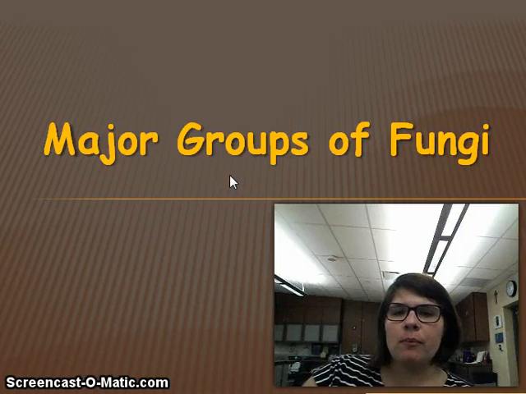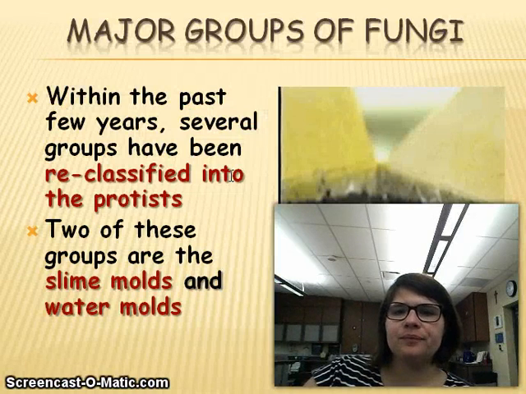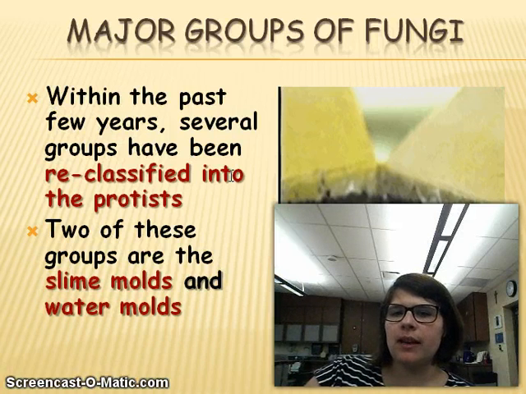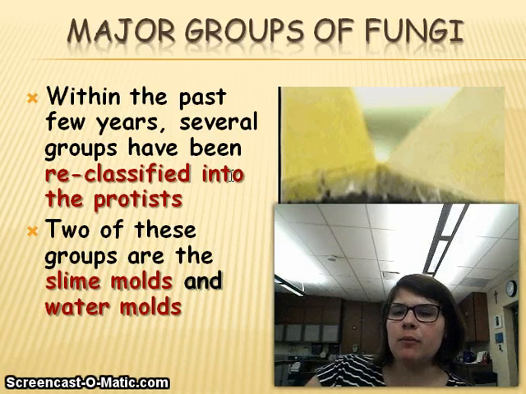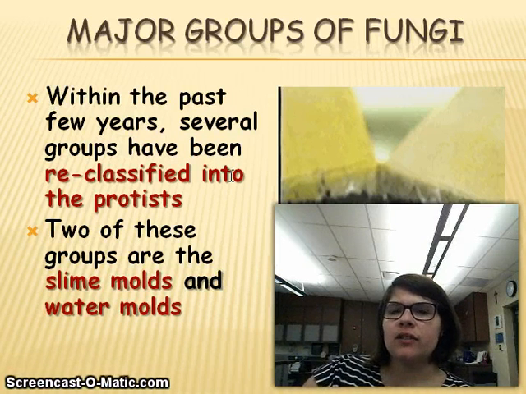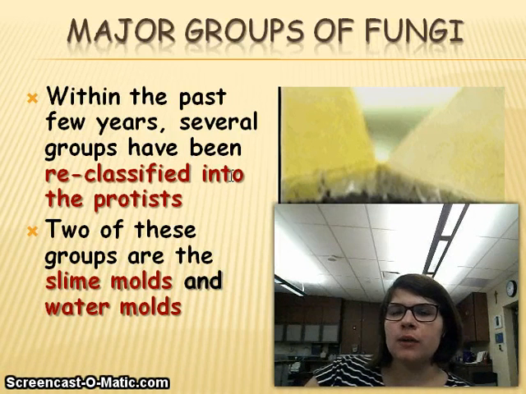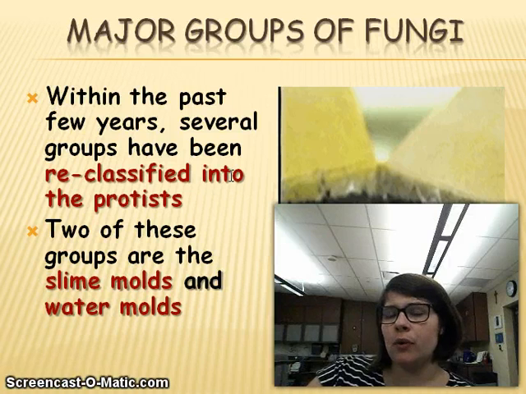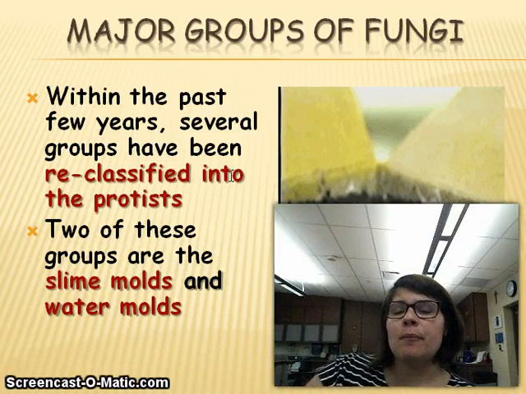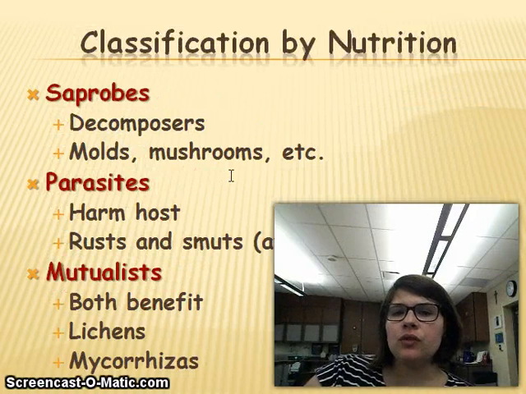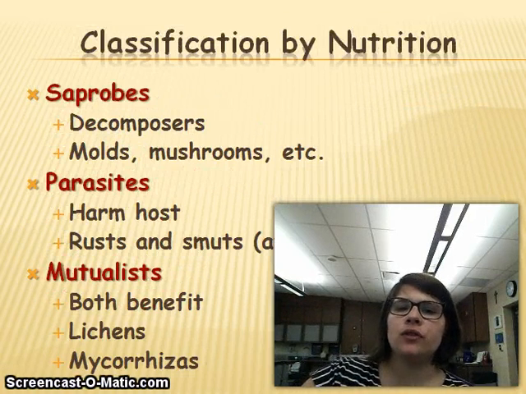So let's go over the major groups of fungus. Within the past few years, several groups have been reclassified into protists. Two of these groups are the slime molds and the water molds. Actually, the reason we did this is because we saw that they were more closely related to the protists than to the fungus, based on DNA evidence. So we actually classify by nutrition.